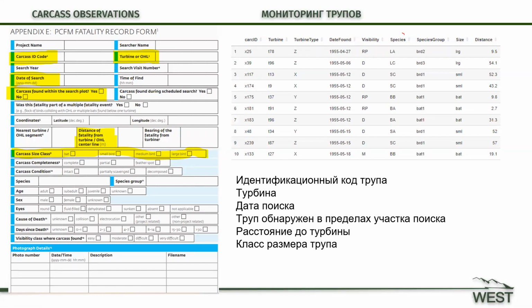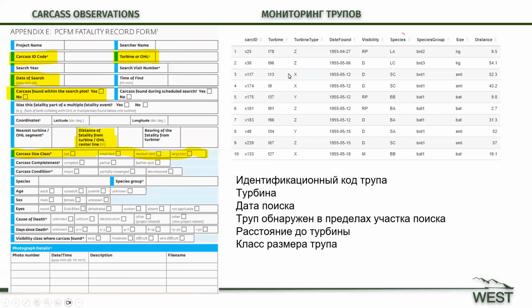If the carcass fell outside of an area where you're supposed to search, we usually record it, but it doesn't make it into the analysis because our analysis assumes that we're searching a particular area, and we'll correct our count for the carcasses that fall beyond it. So we do need to know if that carcass is within the search plot. We need to know the distance of the carcass from the turbine. That will help us to estimate the fraction of carcasses within our search area. We need to know the carcass size, bat, small bird, medium bird, or large bird. Those are the important factors.